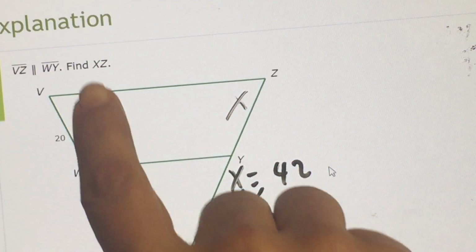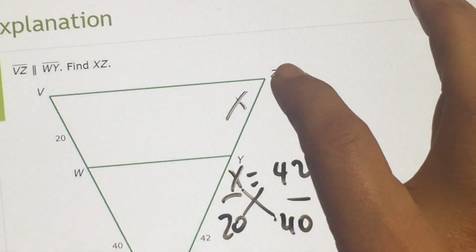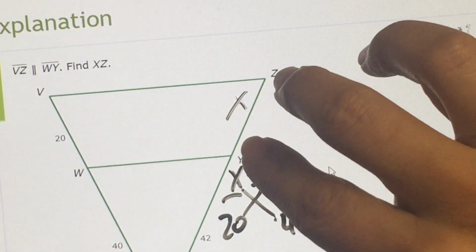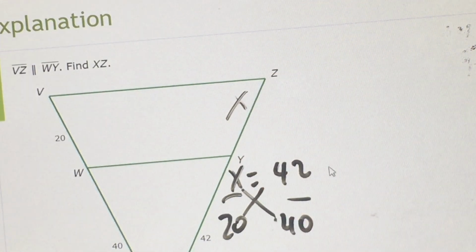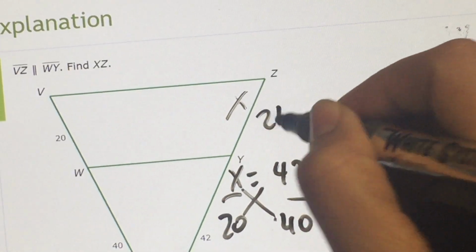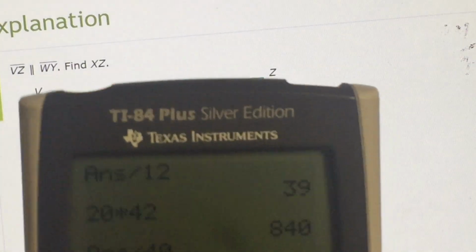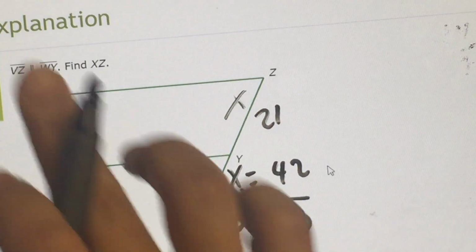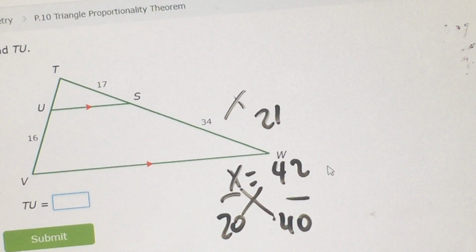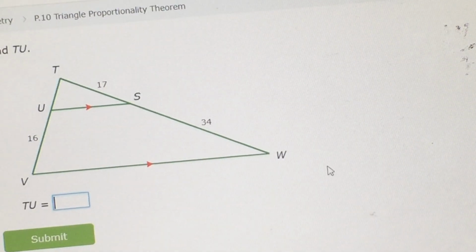Okay, so the question was find xz. What did I find? I only found this missing part, x, right? So what am I supposed to do? If I found x was 21 and they want xz, I have 42 plus 21. Now, reading the question is important. So 63. So be careful. Read the question. Now you see I'm learning. This is why I love IXL. Now I'm learning.